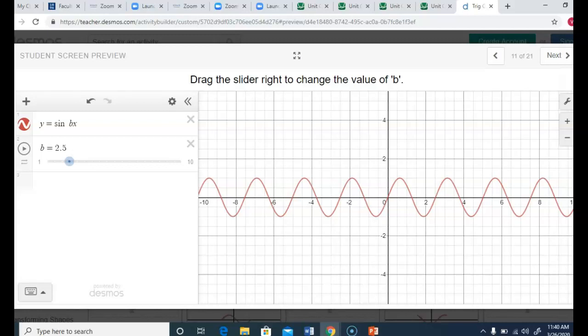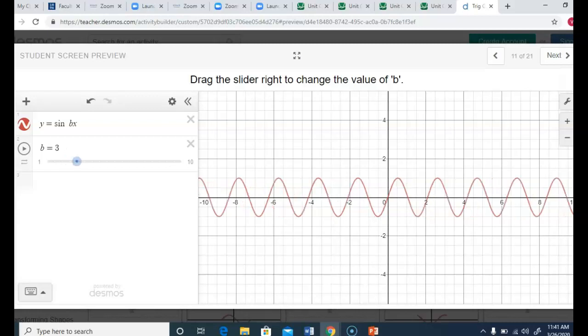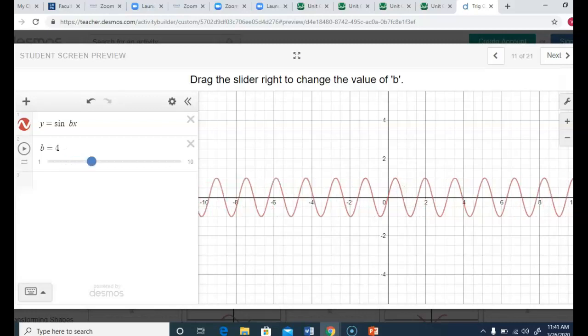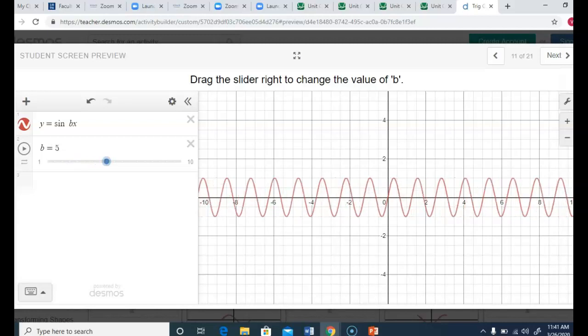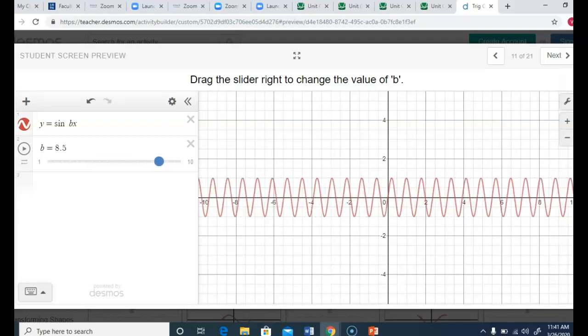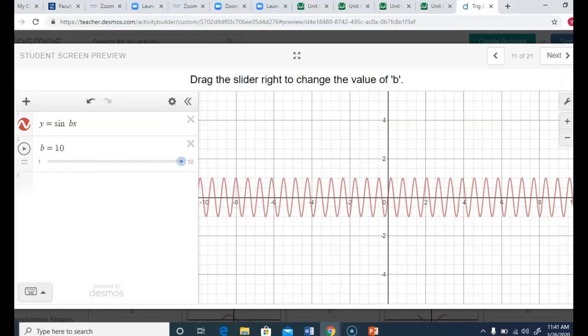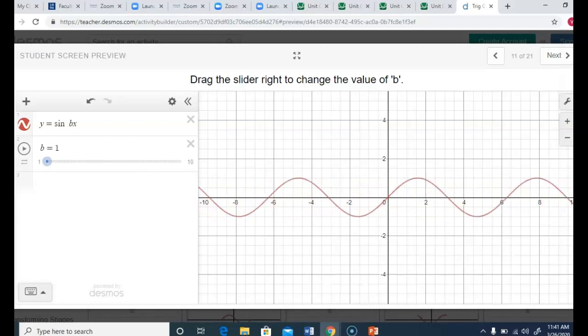Again, remember 2 pi is 6.28, so that's this point here. And that was supposed to have been at 3. Okay. If I go to 4, then I get 4 complete graphs between 0 and 2 pi, and so forth. So if I go all the way out to, let's say, 10, if B is 10, then if I look at between 0 and 2 pi over here, I've got 10 complete cycles of the sine function in there.